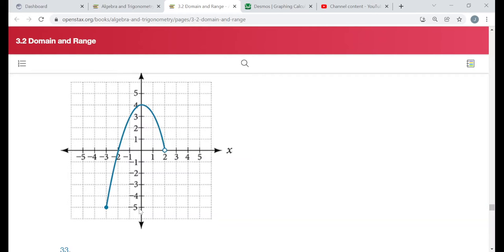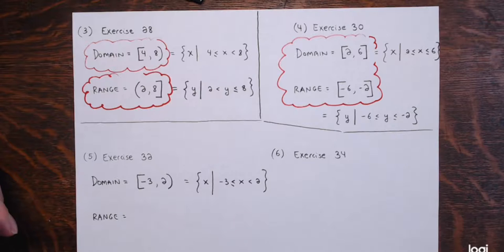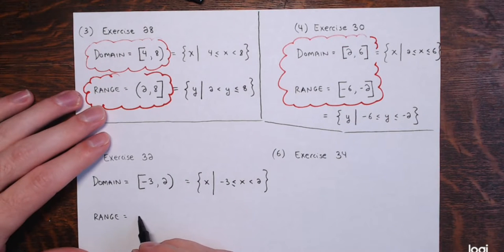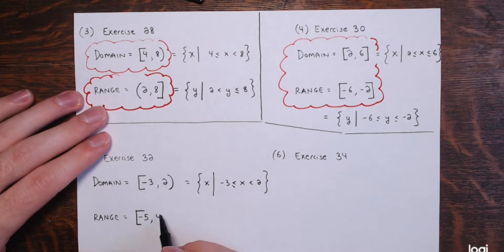So the range is from negative 5 up to 4, including negative 5 and including 4. Right. So back here, all the y coordinates, all the y values from negative 5 up to 4. Right, so negative 5 comma 4. Including negative 5, bracket, including 4, bracket.